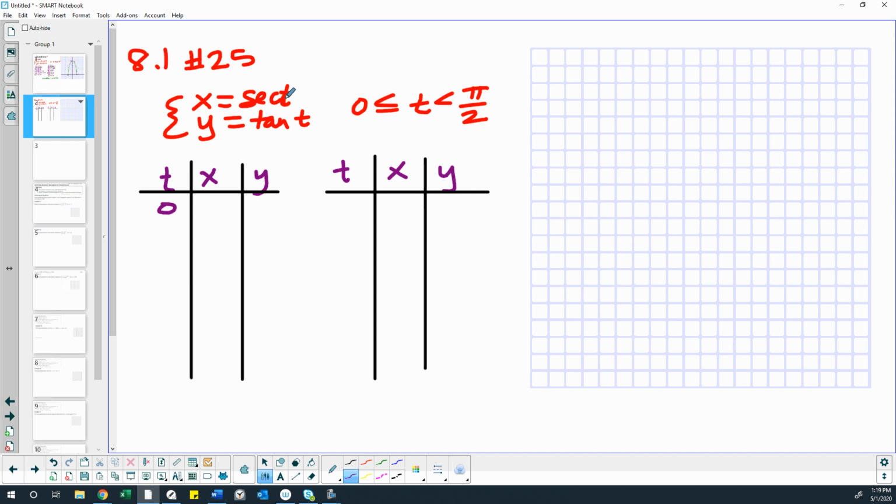So the secant of 0 is the reciprocal of the cosine of 0, right? And the cosine of 0 is 1, so the secant of 0 is 1. The tangent of 0 is 0. Did I get those right? You guys can be double checking my work with a calculator or whatever.